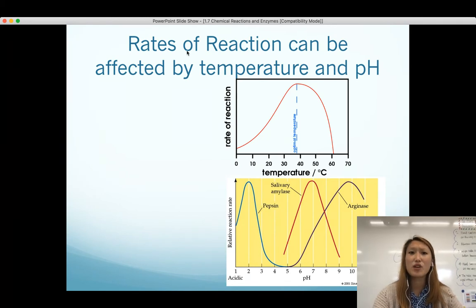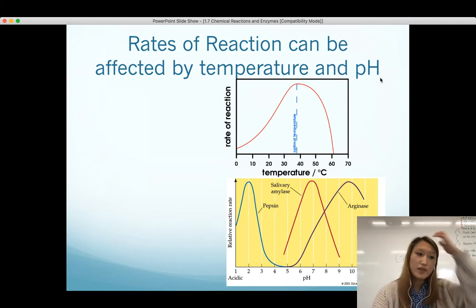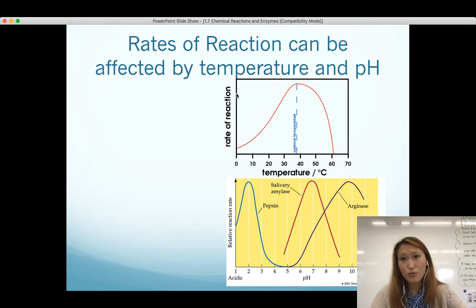Lastly, we have something called rates of reaction can be affected by temperature and pH, right? So what we mean by that is the rate of reaction is how fast the reaction can happen during a certain amount of time, right?